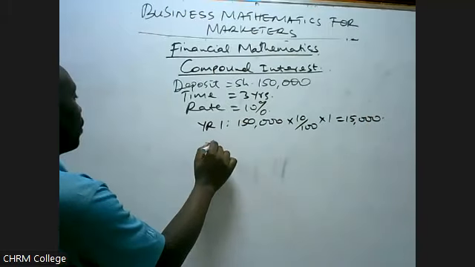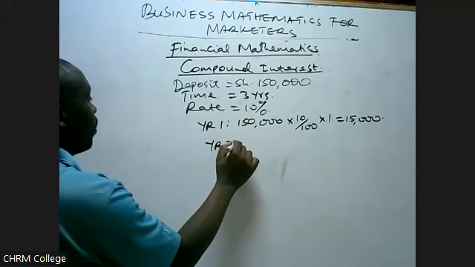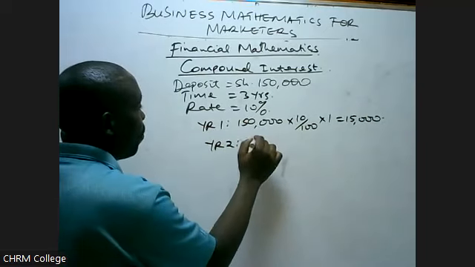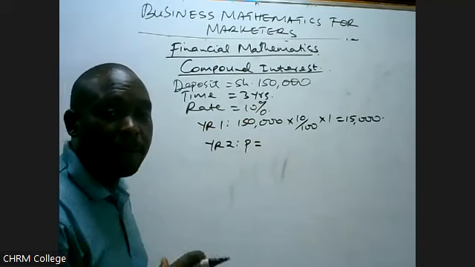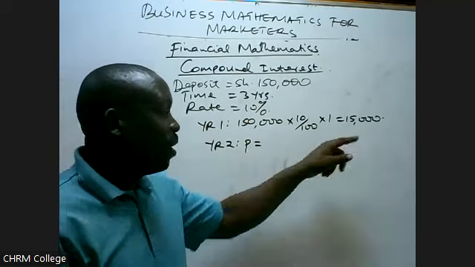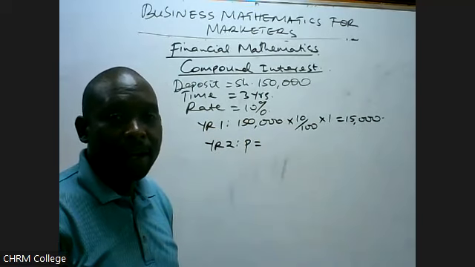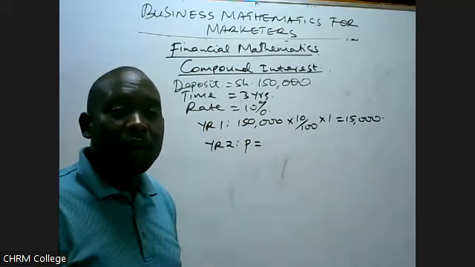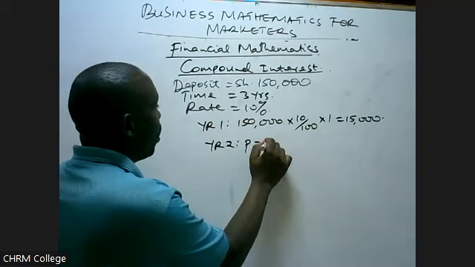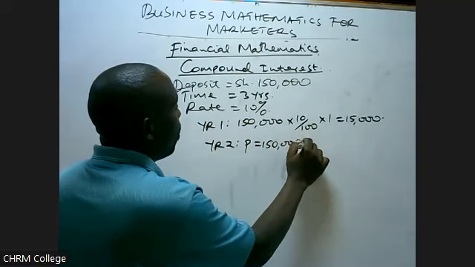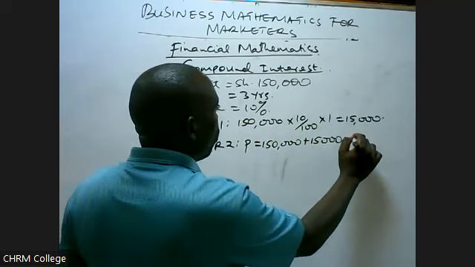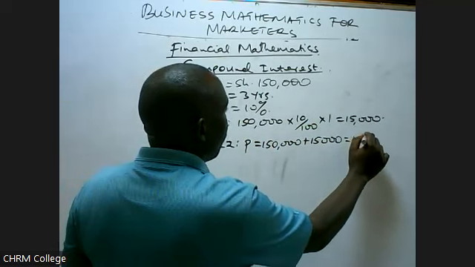In year 2, first of all, you calculate now the new principal. The new principal, the amount that will be in the account. Remember, you deposited 150,000. After 1 year, 15,000 interest has been earned. So that 15,000 is supposed to be added to the principal amount, which will be 150,000 plus 15,000. Already your account has grown up to what? 165,000.